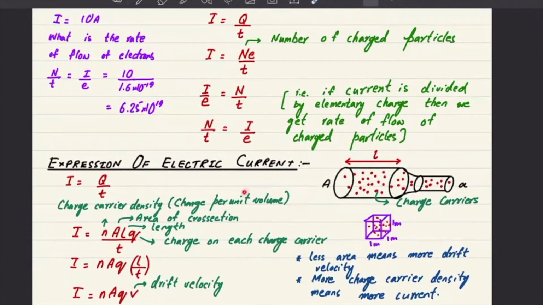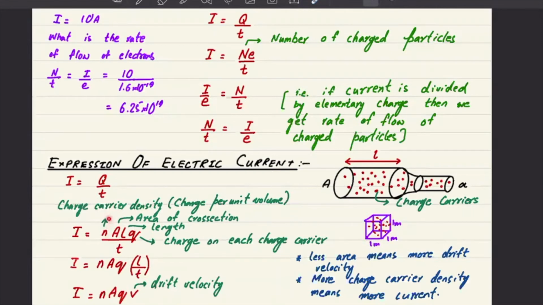Let me try and explain another current expression. The derivation is also very important, and this formula is going to be given to you in the formula sheet. But starting off with the same concept, that electric current is the rate of flow of charges, you can also write electric current as nALq. What is n? n is called the charge carrier density. The charge carrier would probably be electrons. So how many electrons are there per unit volume? That's the charge carrier density.